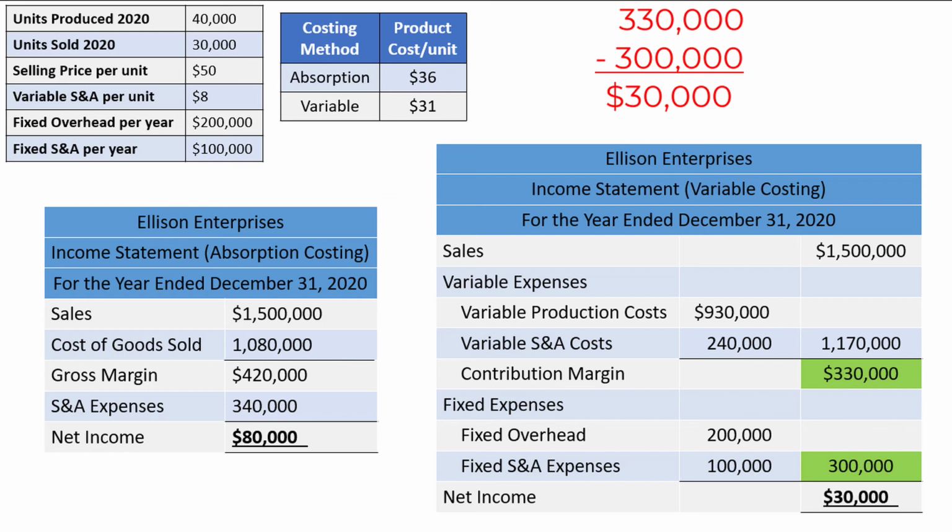This time, we can see that there is a difference in the net income between the two methods. Absorption costing has a $80,000 net income, and variable costing only has a $30,000 net income. Once we complete the income statements for 2021, we will discuss how to convert net income from absorption to variable costing and vice versa.